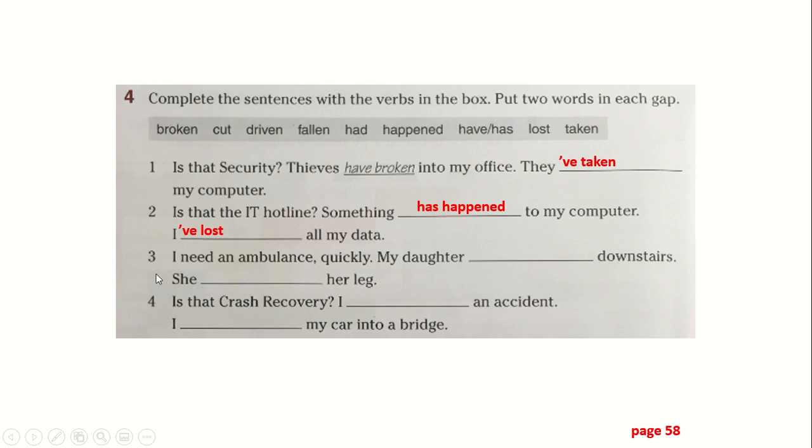Number 3. I need an ambulance quickly. My daughter downstairs. My daughter is singular, مفرد, so we use has. So my daughter has downstairs. Has, what should we use here? Yes, fallen. My daughter has fallen downstairs. She also has her leg. She has cut her leg. Instead of has, we can write apostrophe is. So we can write has, like here, or apostrophe is.